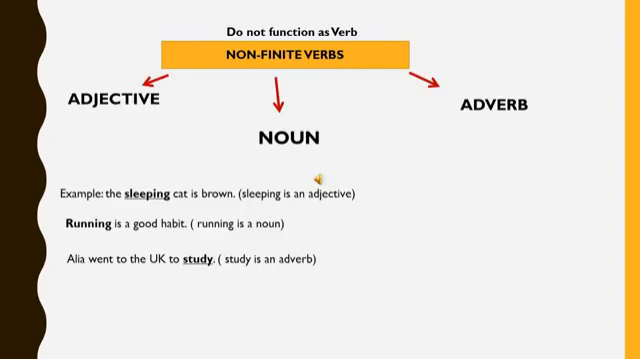Now you can see here in the chart, non-finite verbs do not function as verbs. They function as an adjective, as a noun, or as an adverb. Here are some examples. Number one, the sleeping cat is brown. Here sleeping is an adjective. The second one, running is a good habit. Running is a noun in this sentence. And the third sentence, Alia went to the UK to study. Here study is an adverb. So now we have come to know that non-finite verbs work as an adjective, a noun, or an adverb.